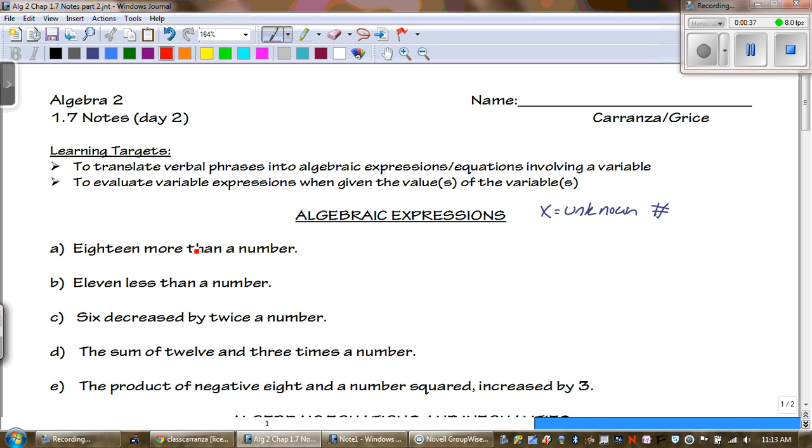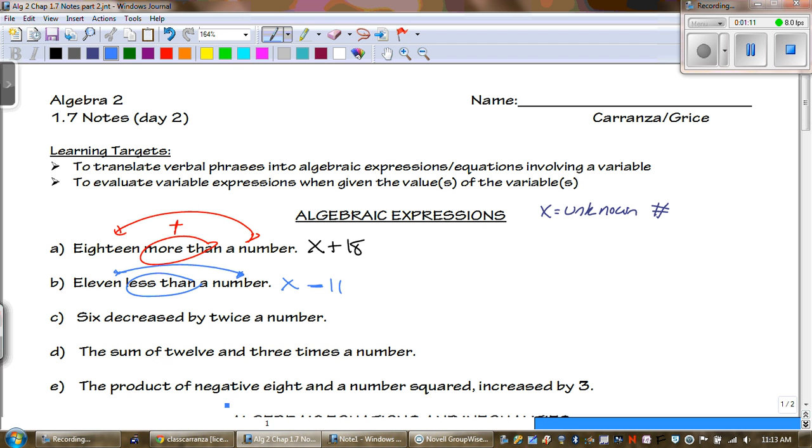It says 18 more than a number. Now, more than tells us to add, but when we add with more than, we have to switch the order. So this is really saying x plus 18. Let's actually write that so it looks nice. X plus 18. Okay? So let's look at the next one. 11 less than a number. Now less than means subtract, but the same thing with more than, we actually have to switch that order too.